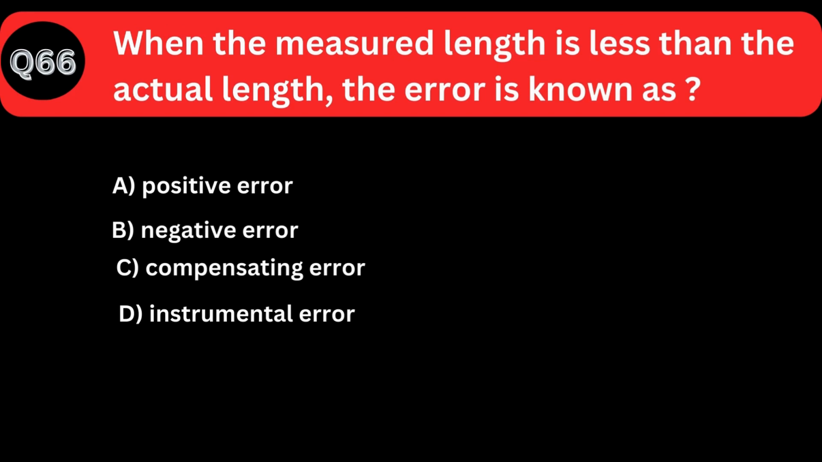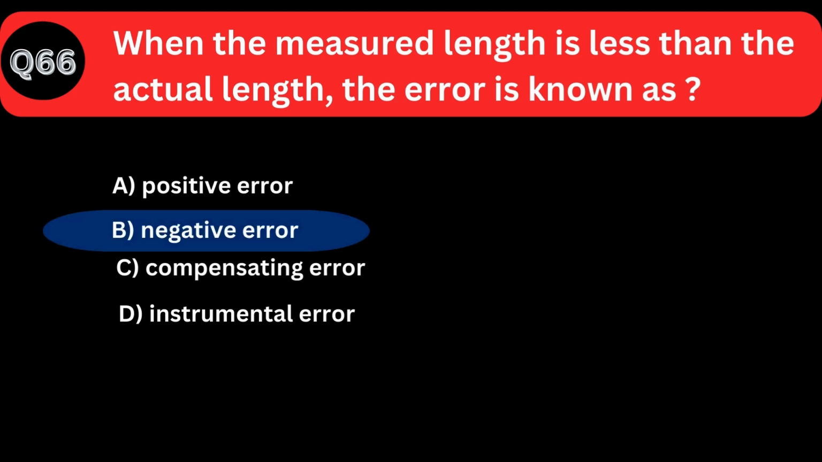When the measured length is less than the actual length, the error is known as. Options: A. Positive error. B. Negative error. C. Compensating error. D. Instrumental error. Answer: B. Negative error.